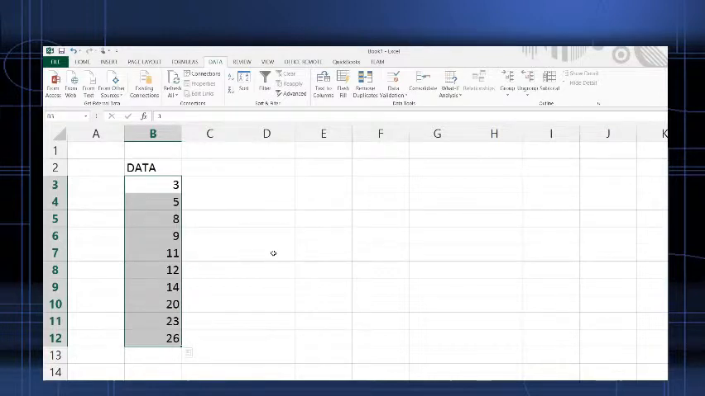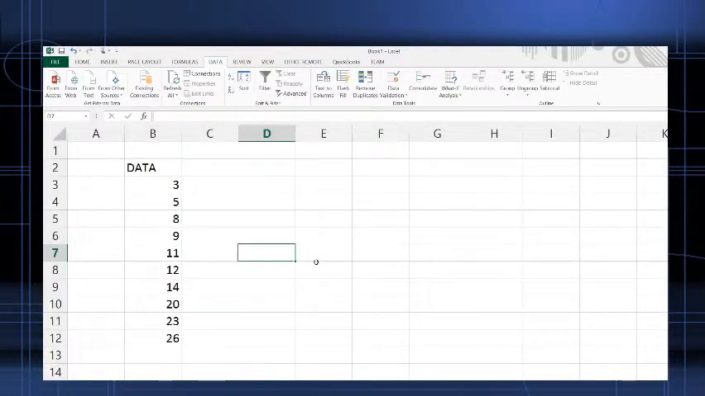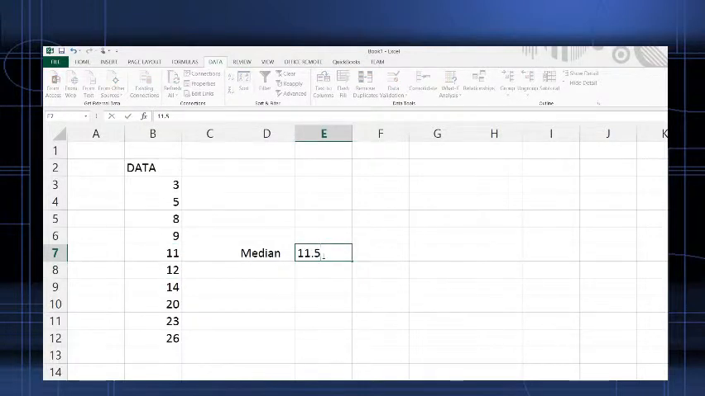The first thing you want to find out is the median. So you just say, all right, the median is the middle number. In our case, you've actually got an even number of numbers, so it's going to be halfway between 11 and 12, which is just 11.5.